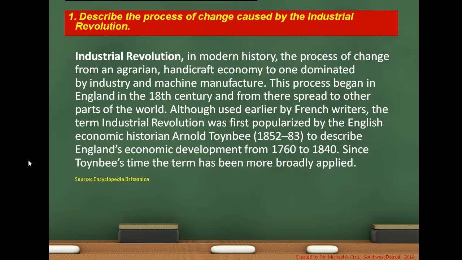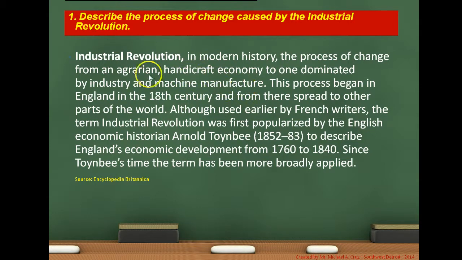Okay, what'd you get for question number 1? Describe the process of change caused by the Industrial Revolution. I'll get you started on this first one. I'm not going to do it the whole video. As we read, it should have come out right here. We should say: the process of change from an agrarian handicraft economy to one dominated by industry and machine manufacturing.